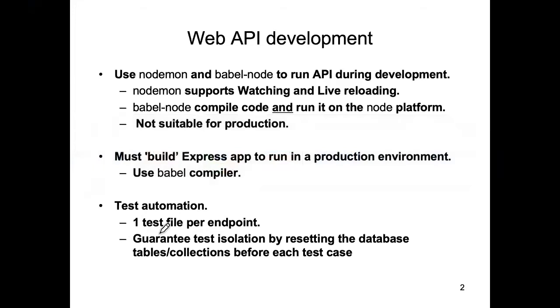As always, it's really important that each individual test case is completely isolated. Now, what that means, in the context of a web API, is that we need to reset the database before each test case. So we need to destroy all of our collections or tables within the database, reseed them, and we need to do that before each individual test case, i.e. before each individual it block within my set of tests.